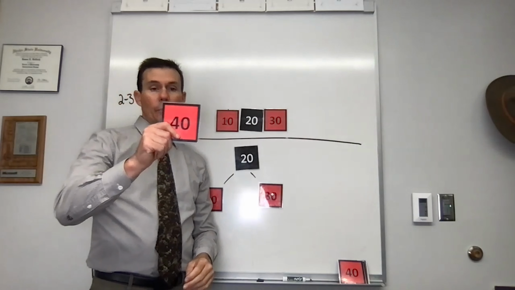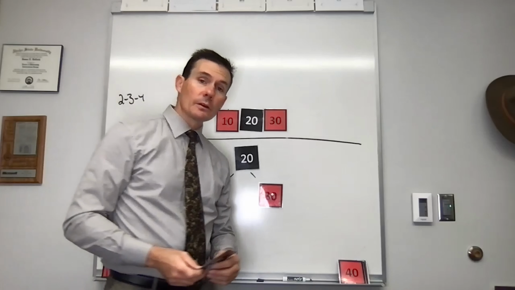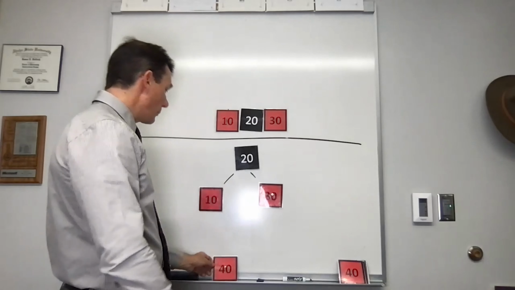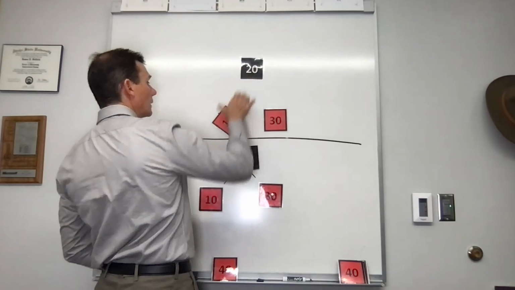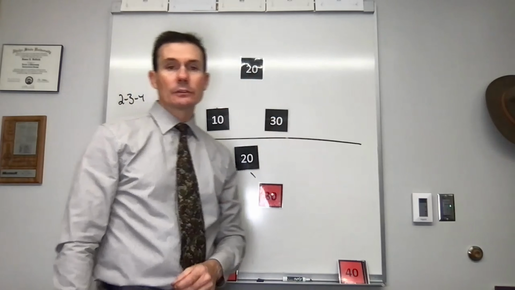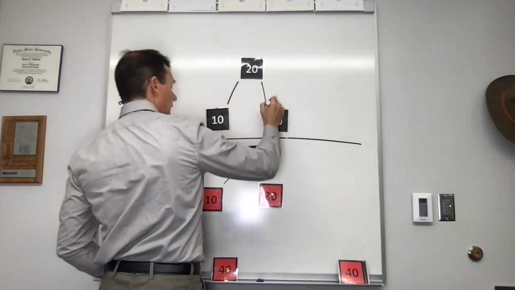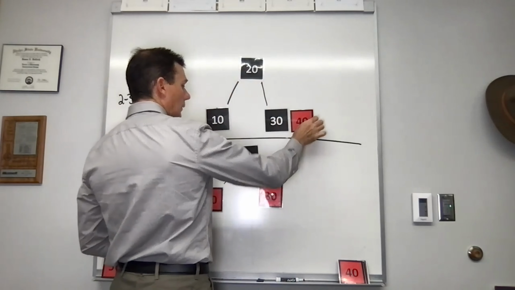Now I'm going to insert 40 in my 2, 3, 4 tree. Notice my 2, 3, 4 node is full, so I'm going to have to promote this guy to the top, and there's exactly one black element in every 2, 3, 4 node. And I'm going to draw my line down the left side of this, the right side of that, and I'm going to add 40.